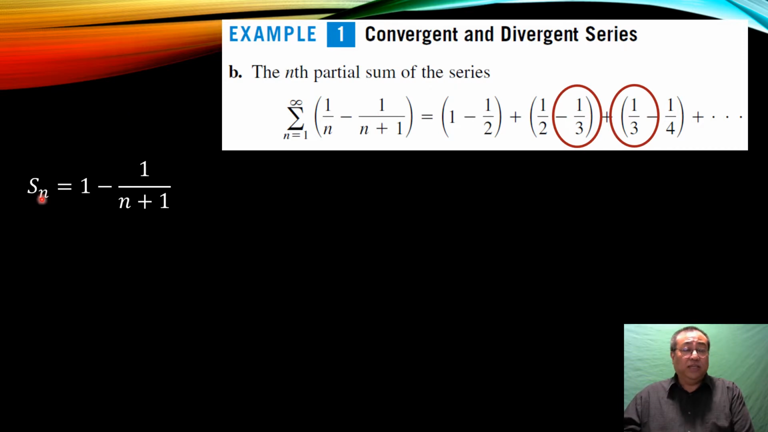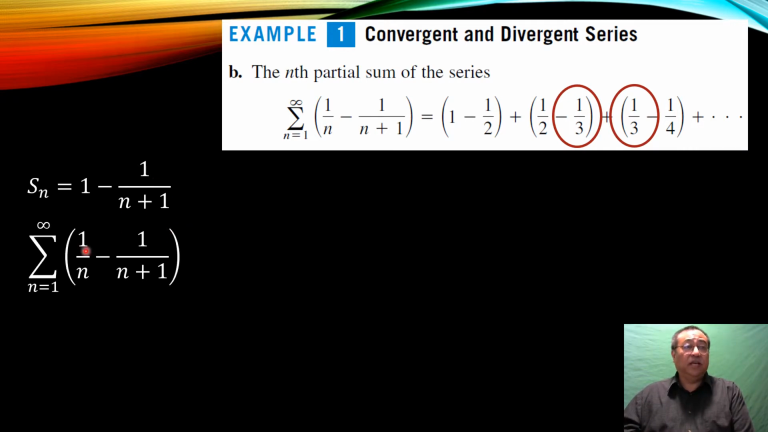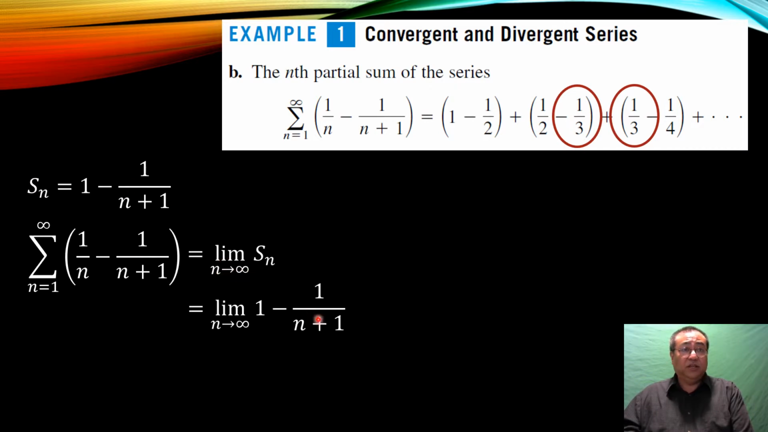If we have n terms, the one that doesn't cancel is the last term, 1 over n plus 1. So that means we can take this limit. This expression is equal to the limit of this. What is the limit of 1 minus 1 over n plus 1? Well, 1 over n plus 1 as n goes to infinity goes to 0. So this limit approaches 1, and this series converges to 1.